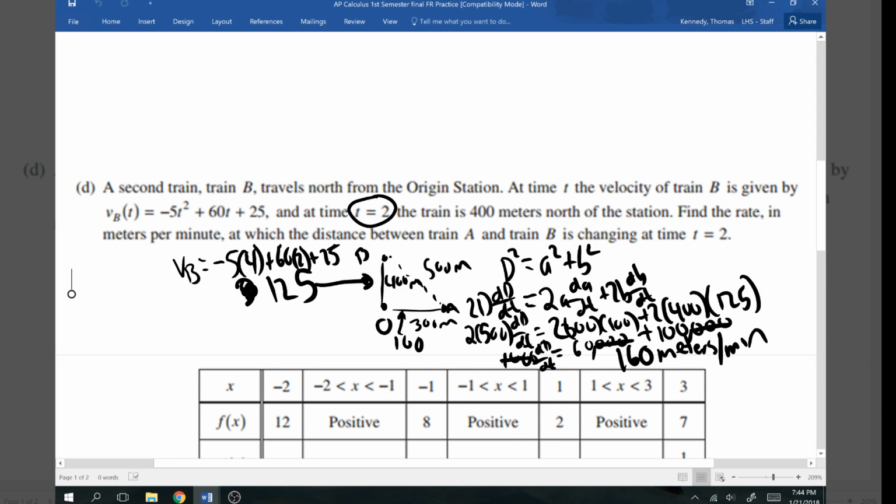Do we get calculators on the free response? Not on this one. This is definitely a no calculator.